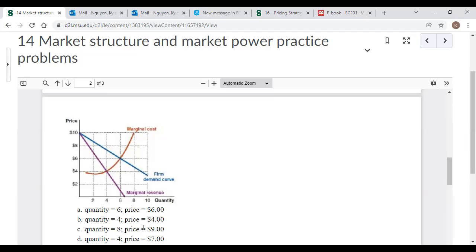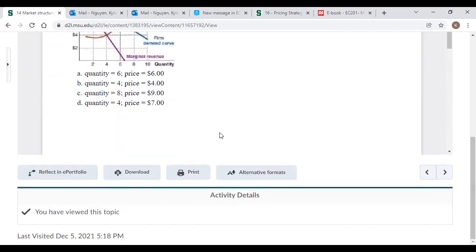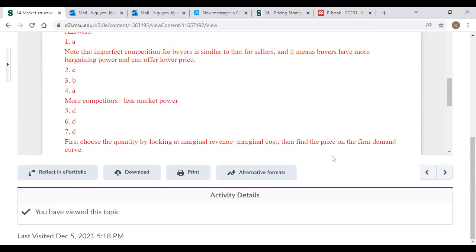Are there any questions about how I got that? Okay. Are there any questions about market structure or market power?